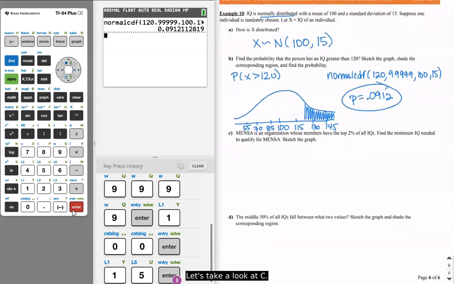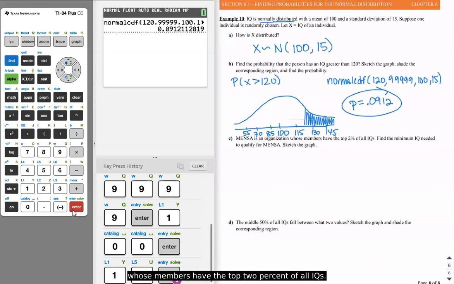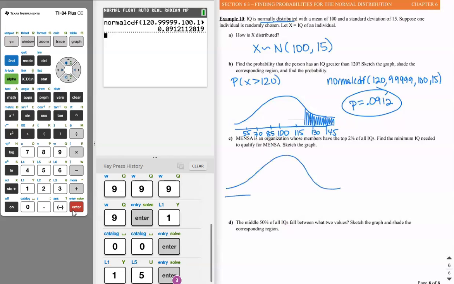All right, so let's take a look at C. C says, Mensa is an organization whose members have the top 2% of all IQs. Find the minimum IQ needed to qualify for Mensa. Sketch the graph. Okay, so it's the top 2%. So we want to find the minimum IQ needed. So if I graph this here, if I'm thinking the top 2%, that's this little piece here, 0.02.